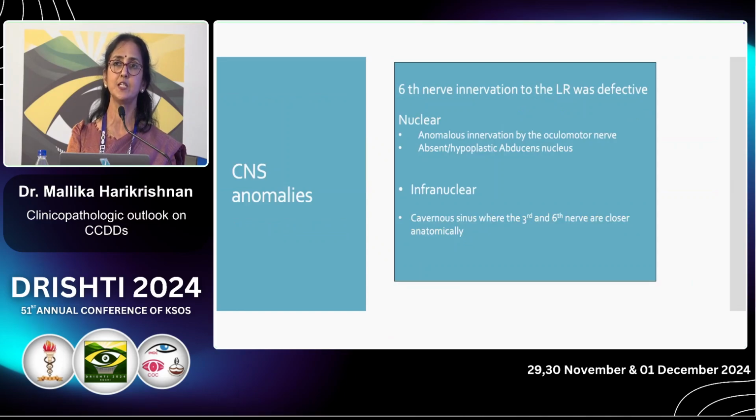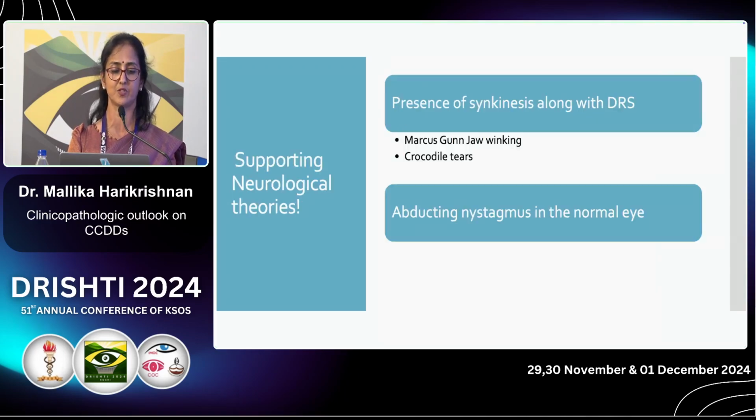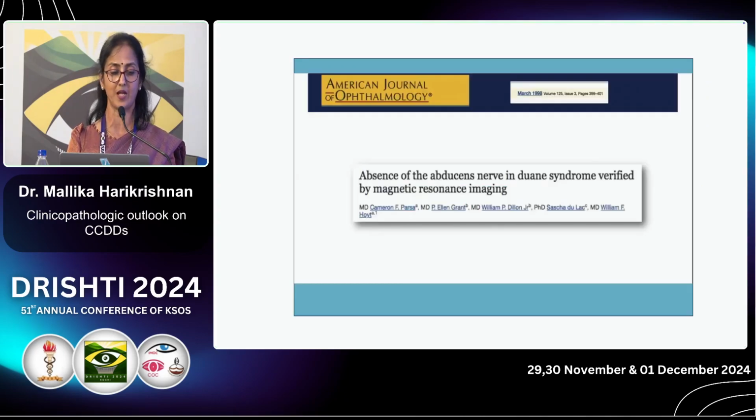Finally came the CNS abnormality theory. Sixth nerve innervation to the lateral rectus was defective. It may be due to nuclear causes, maybe an abnormal innervation by the oculomotor nerve or an absent or hypoplastic abducent nucleus. Maybe an infranuclear problem in the cavernous sinus. Supporting the neurological theory are the presence of synkinesis along with the DRS and the abducting nystagmus in the normal eye.